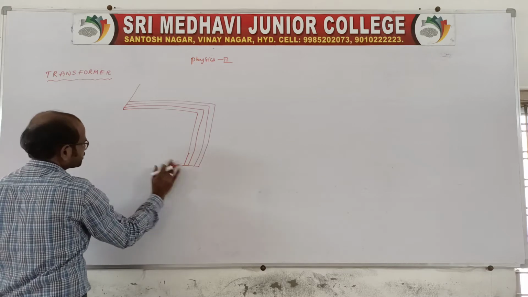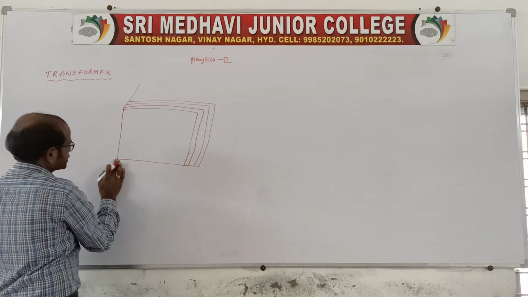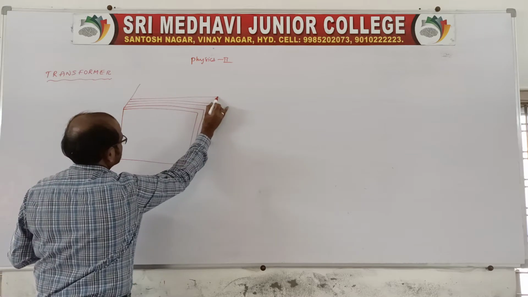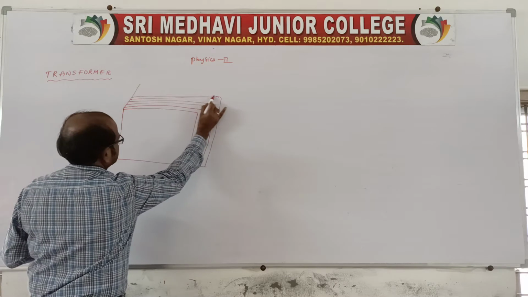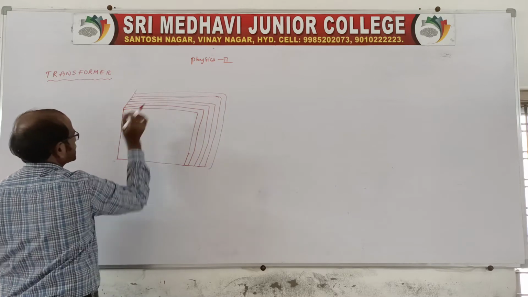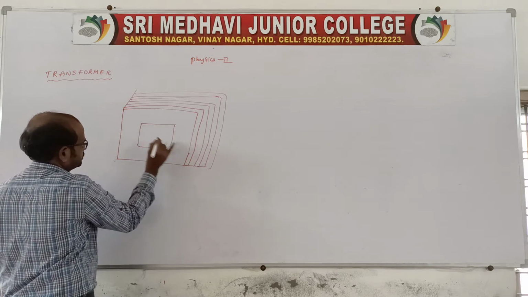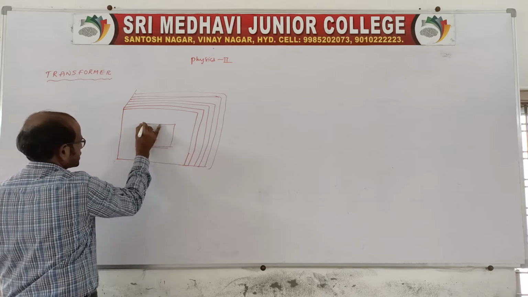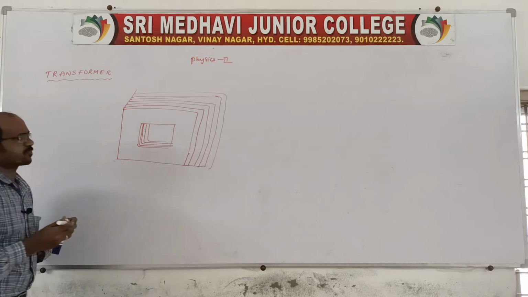These L frames are completely insulated frames, and they are arranged one above the other like this. Clear? They are arranged one above the other like this, and inside also we can take it like this. These are L frames placed one over the other, right?